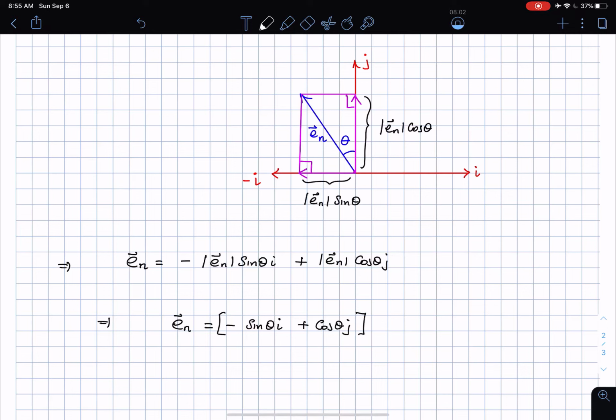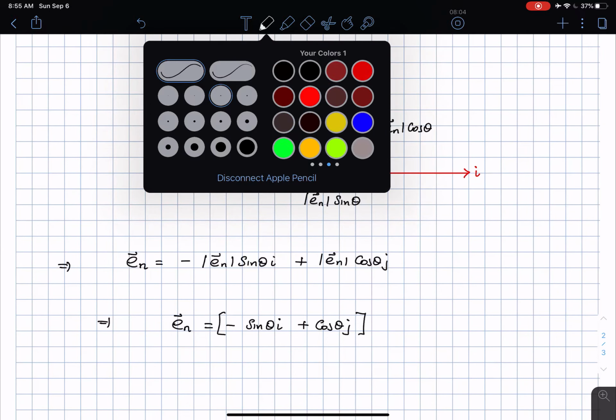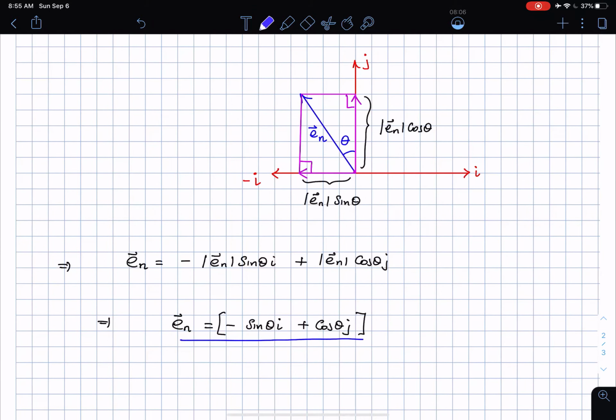This is the transformation from En to I and j. Okay, so this is the transformation from En to I and j.